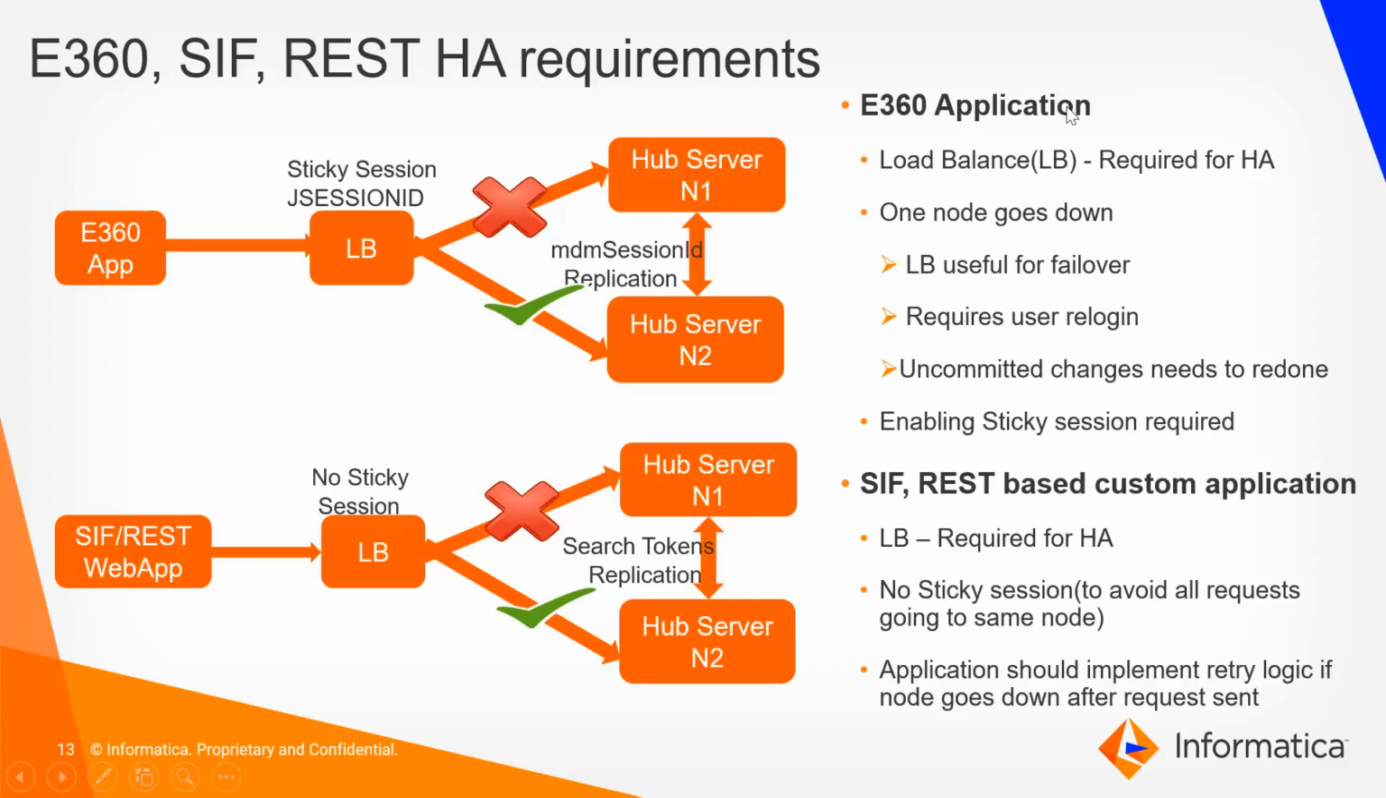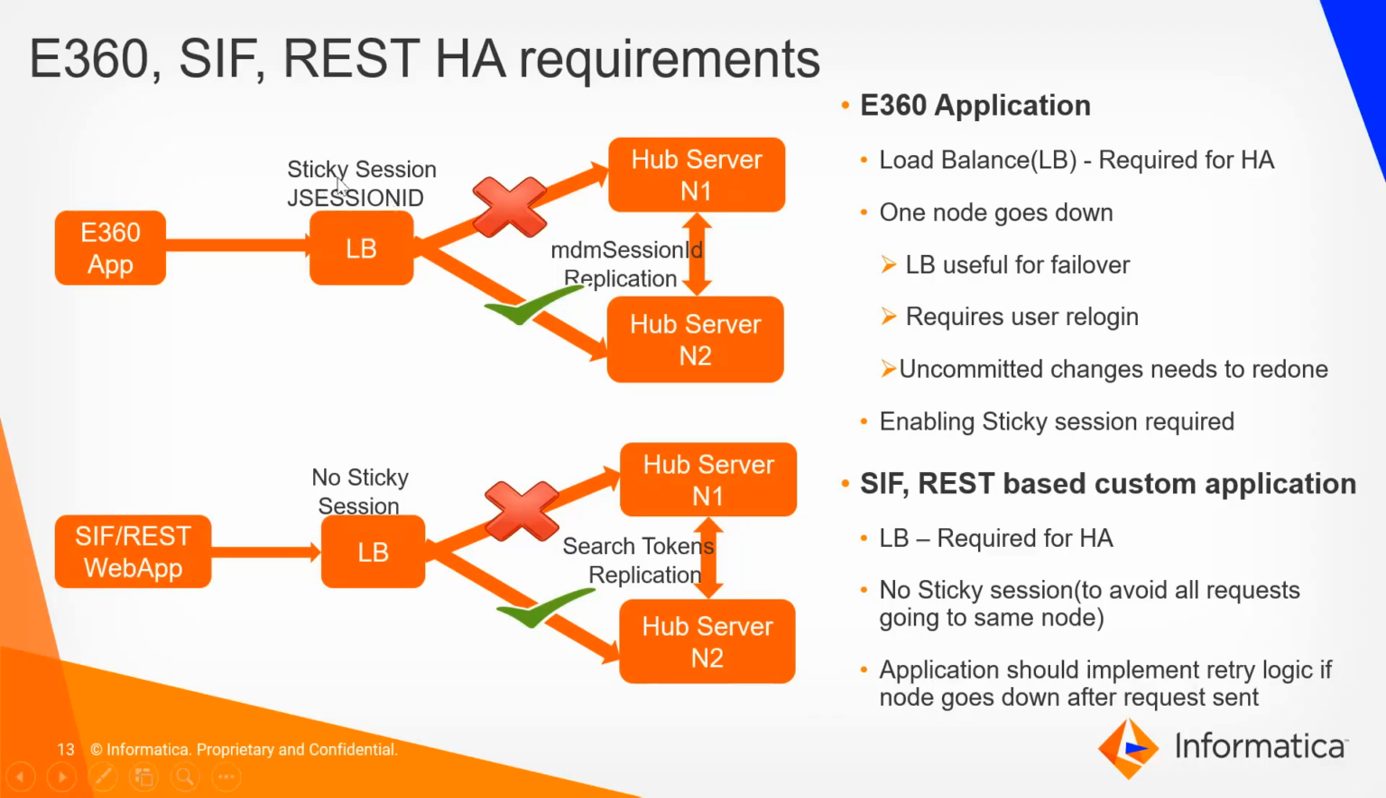Now the E360 application. What are all the HA requirements for the E360 application? The E360 application should access the hub server nodes, to reach the composite services, the SIF calls or the REST services, through the LB. Why? Because we have multiple hub servers, so the LB can load balance the requests, and if one of the hub server nodes goes down, it can redirect the request to the other hub server nodes to access the hub services.